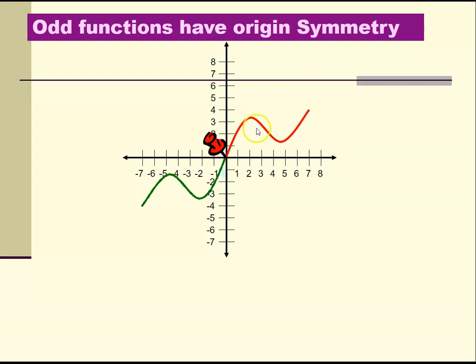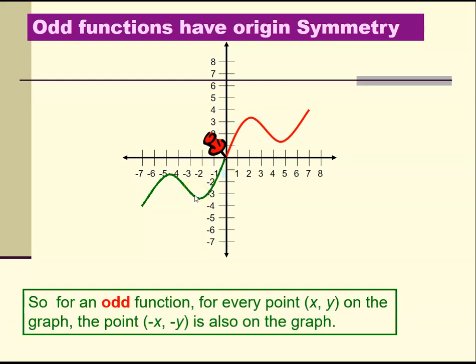The original point is x and y, but the result will go to quadrant number 3, which is negative x and negative y. So for an odd function, for every point x and y in the graph, the point negative x and negative y is also on the graph.